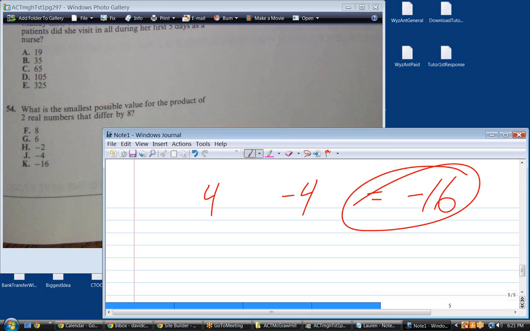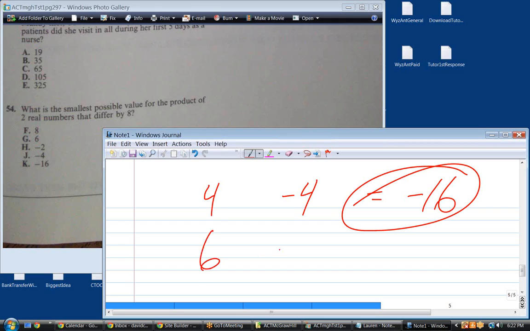In other words, we found two numbers that differ by 8 that have a product of minus 16. I could keep searching and possibly find one that's less than minus 16, but since minus 16 is the smallest number of their answers, that's all the further work I need to do. I know that minus 16 is the smallest possible value.